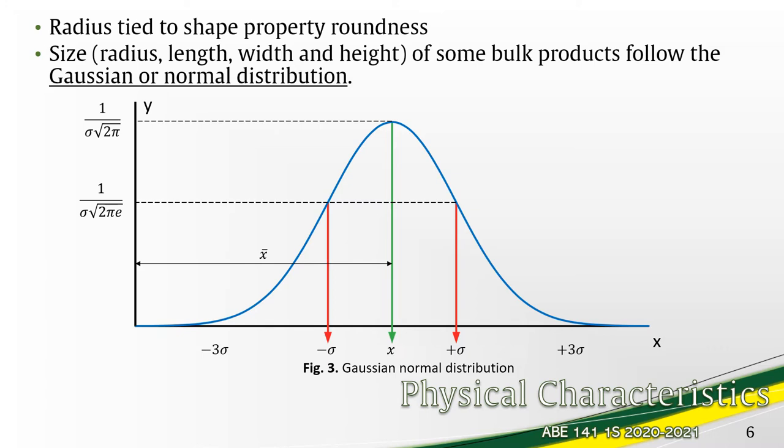The y-coordinate is the probability, or the relative frequency, at which a certain value can occur. The deviation is similarly having the same coordinates indicative of their probability. The frequencies are computed using the formulae given, 1 over the quantity sigma, square root of the quantity 2 pi. And for the standard deviation, the two points, 1 over the quantity sigma, square root of the quantity 2 pi e.